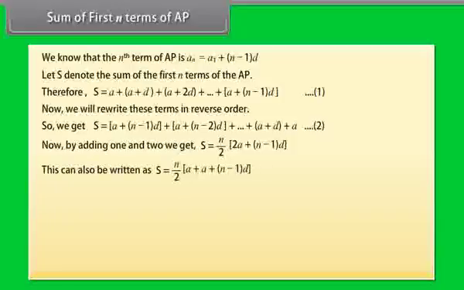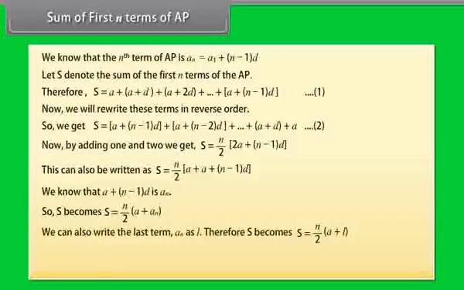This can also be written as, we know that a plus n minus 1 d is an. So S becomes n upon 2 into a plus an. We can also write the last term an as l. Therefore, S becomes n upon 2 into a plus l.